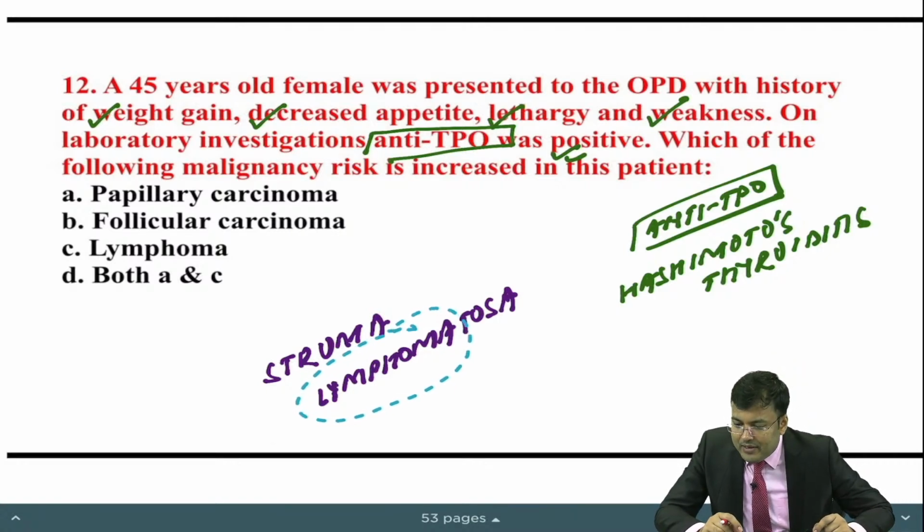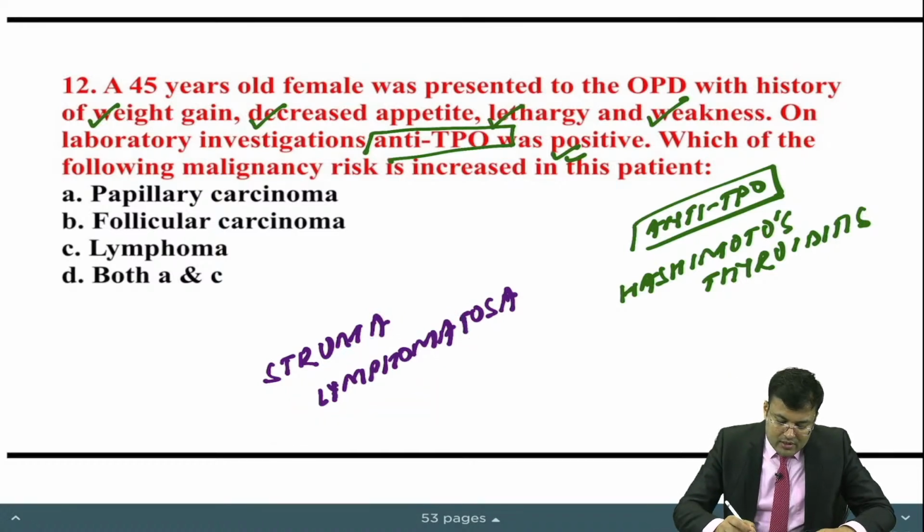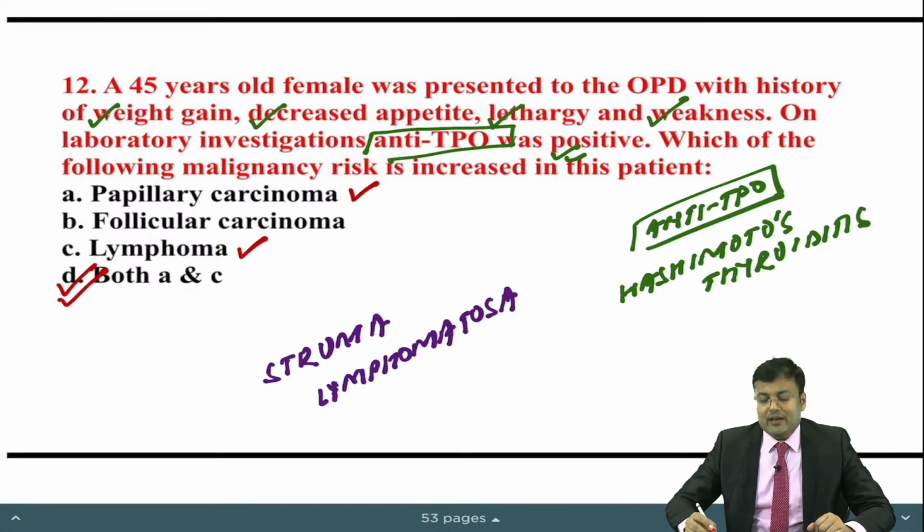So let's see. Megha Patil, Yogesh Verma, Dr. Nadeem Ali Khan, they were correct. So the correct answer is what? Both papillary carcinoma and lymphoma. So it is D. Both A and C are correct.